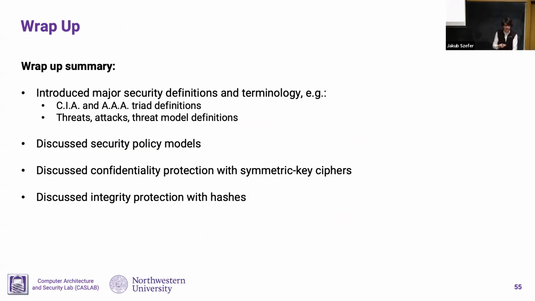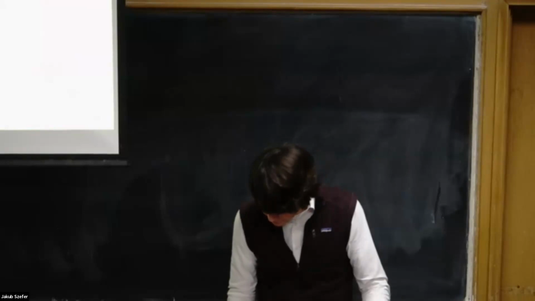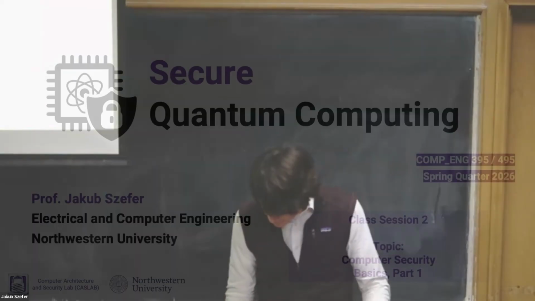Okay, so we're a little early, maybe 3 minutes early. Just to wrap up, we talked about different terminologies. Maybe some of it's a little boring, but it's good to have this common vocabulary. We talked about different security policies, and of course confidentiality protection with symmetric keys and integrity protection with hashes. On Thursday, we'll continue with these classical security topics. I'll talk more about public key cryptography, and then I'll try to start discussing the class projects. Okay, so let me stop the recording.